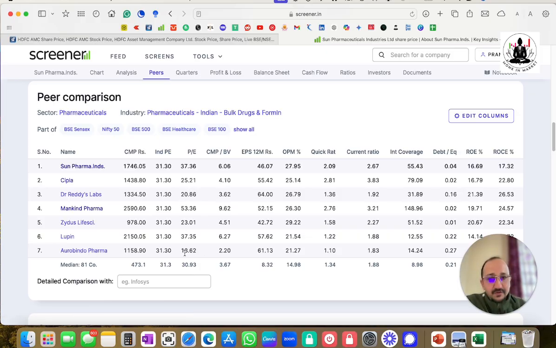So the least is for Aurobindo Pharma. It is 18. It means it is the least value right now. It means you're buying an iPhone at just 30, 40,000. Now we have to see multiple parameters, but this P/E ratio will tell what the real value of the company is. What is the company right now costing you? It could be a good share, but if you buy it at a very high price, again, it can give you losses.